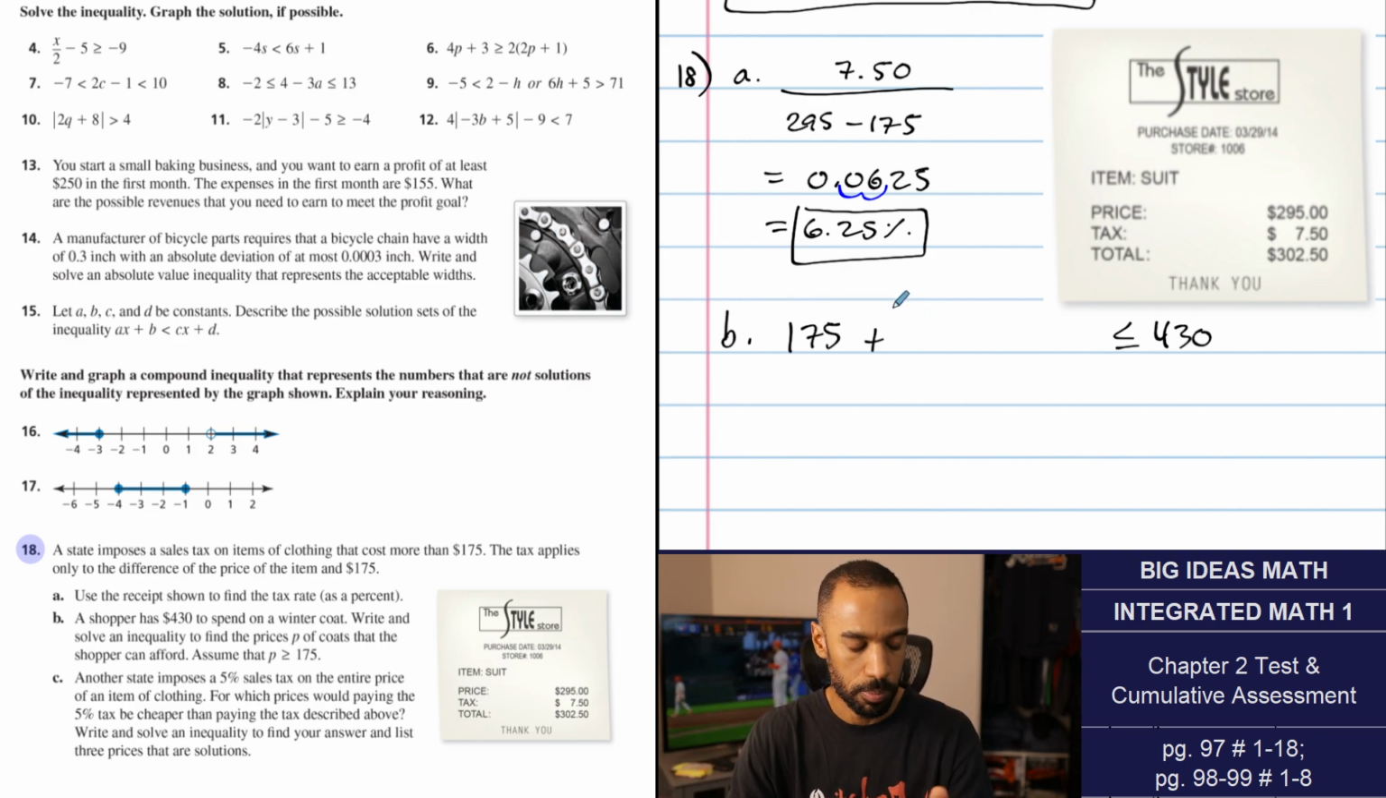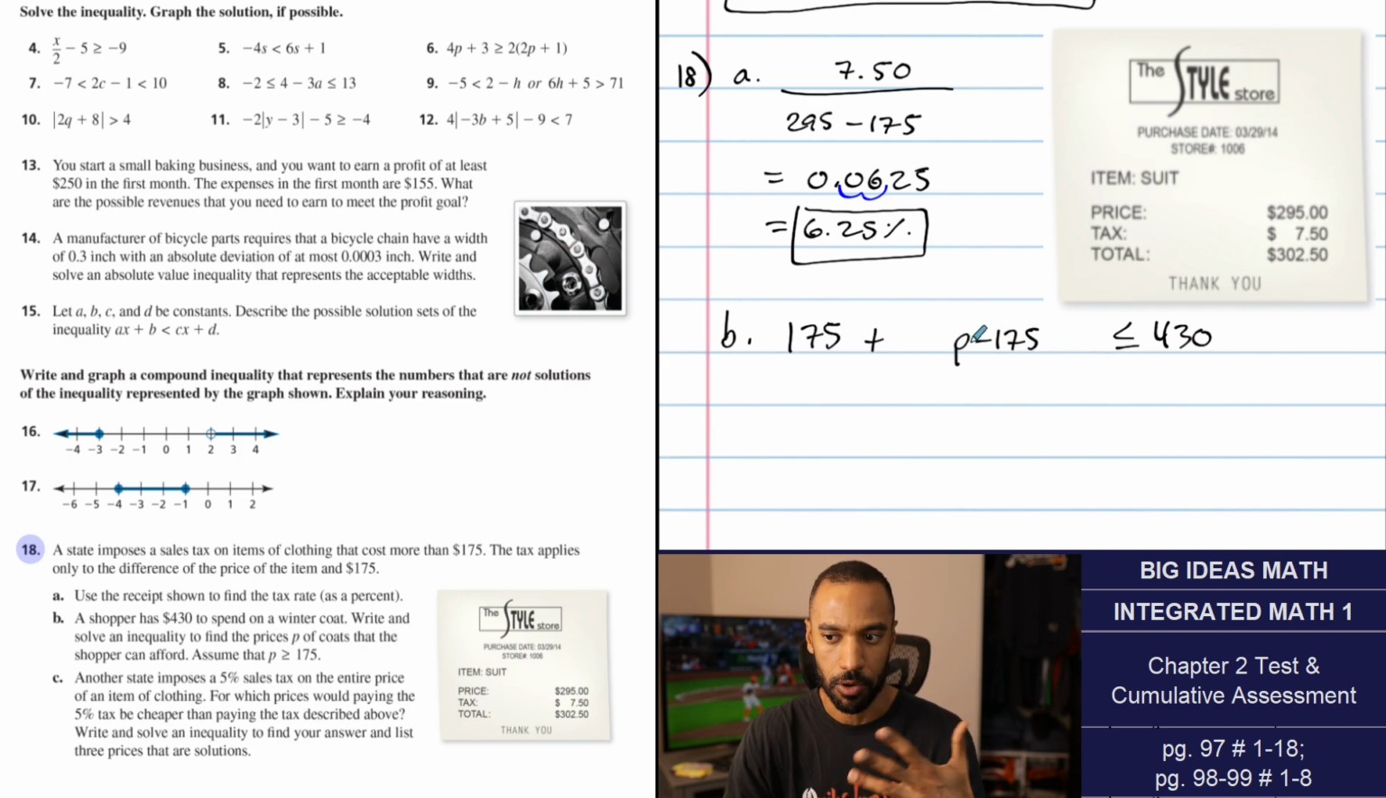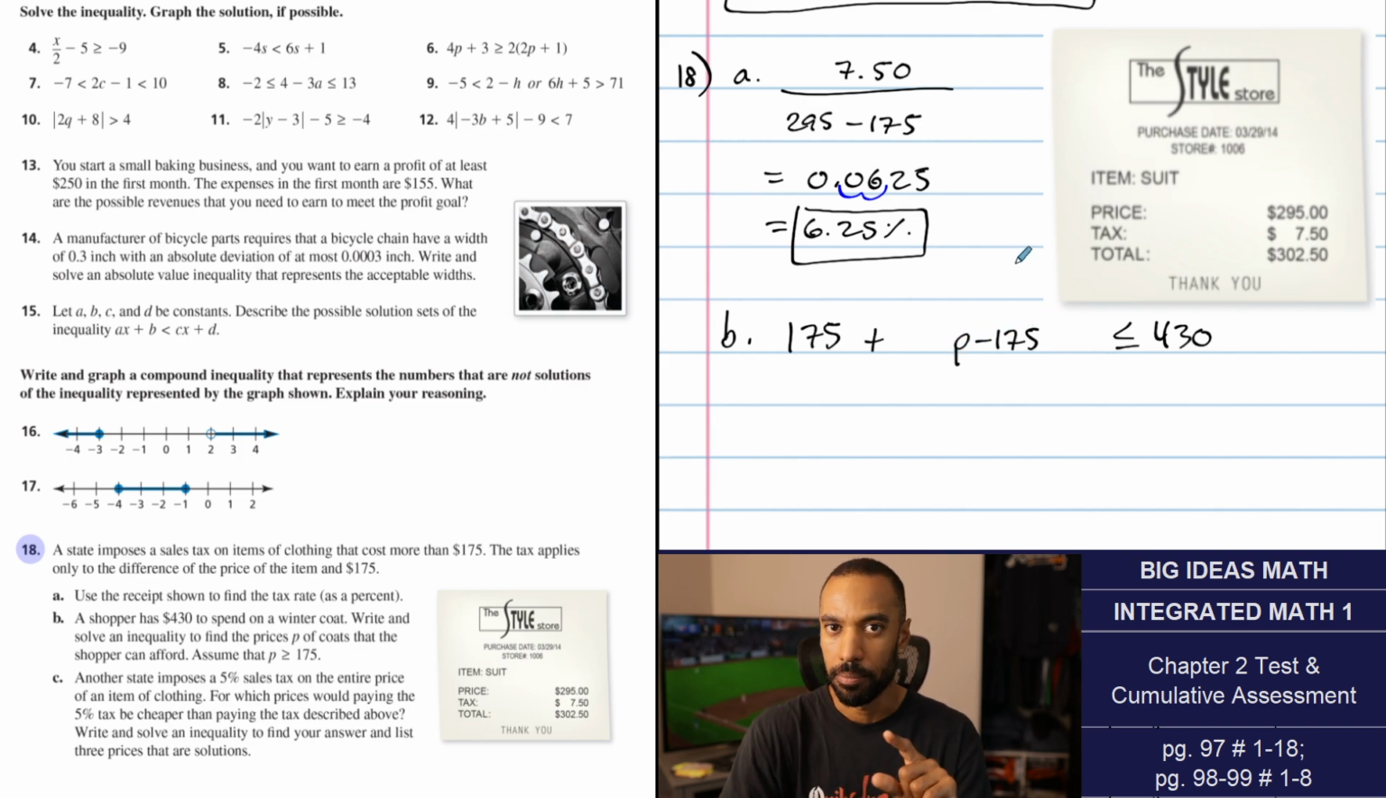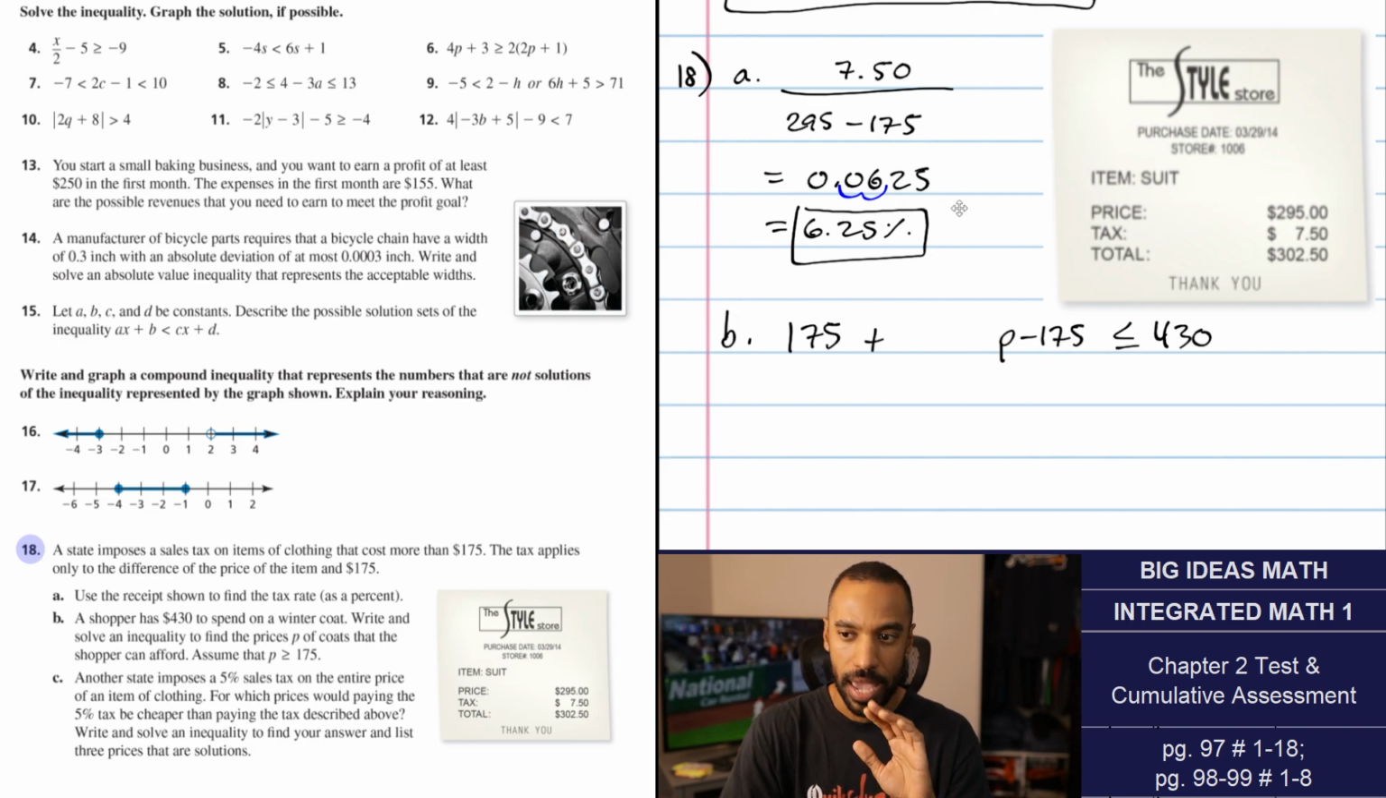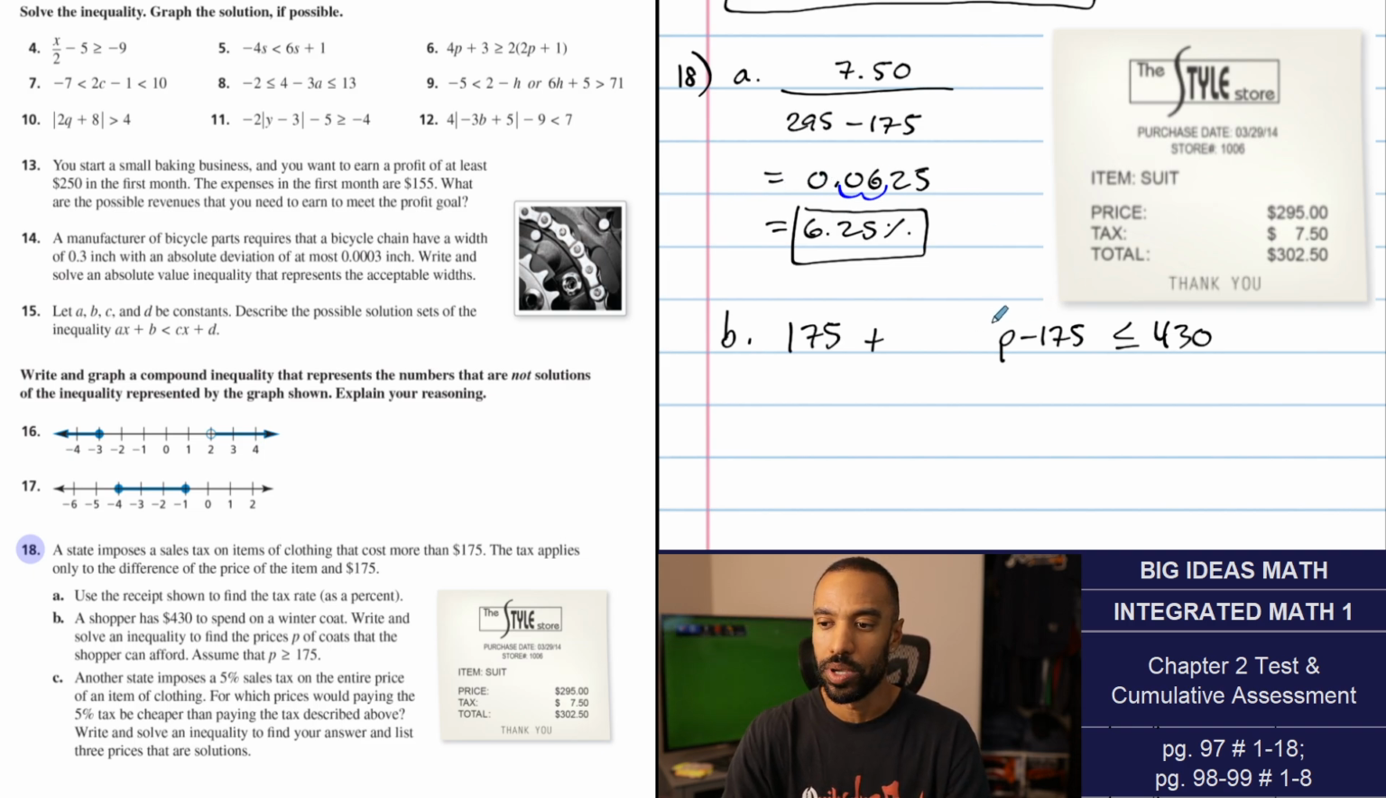That means you're going to spend P dollars, but you have to take away the 175 within that, because I want P to be the final amount. The thing is, though, this amount will be taxed. So we have to get a 6.25% increase, which means we do 1 plus 0.0625, which is 1.0625.